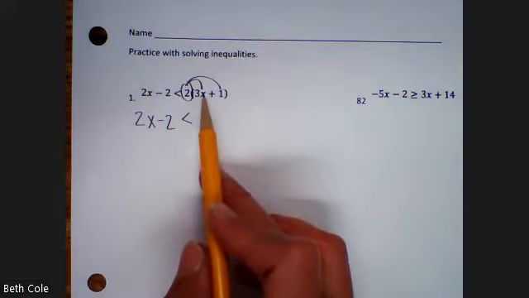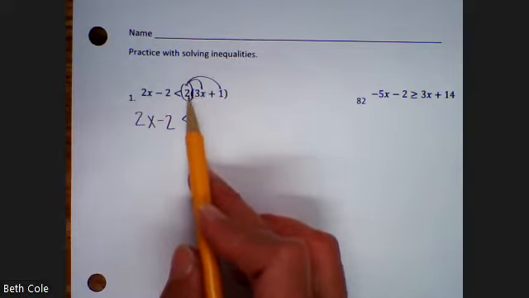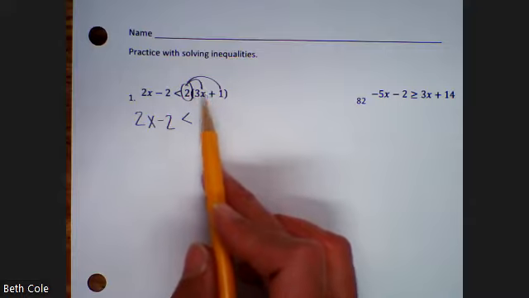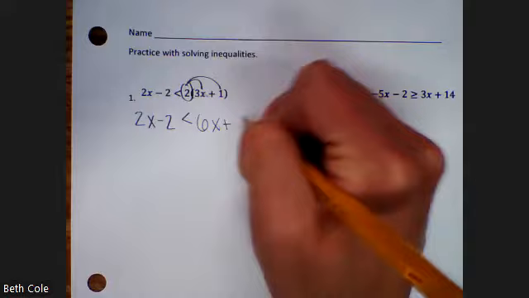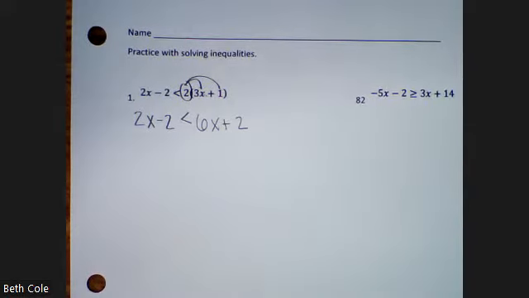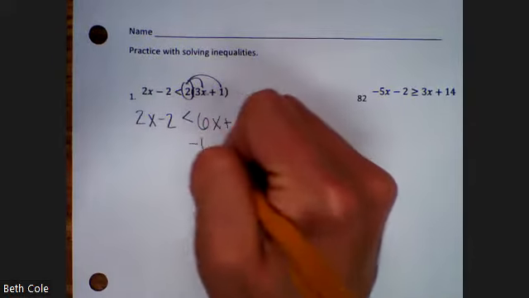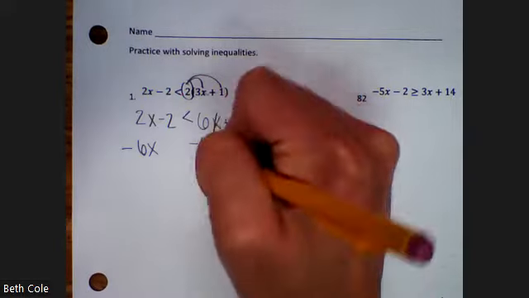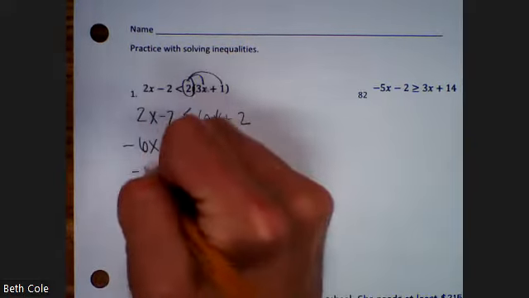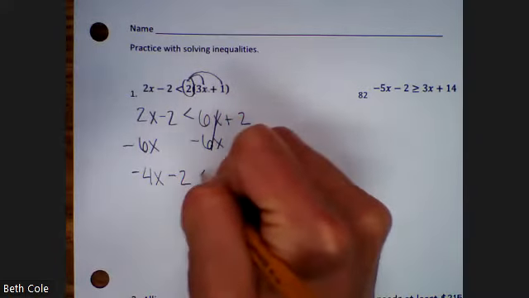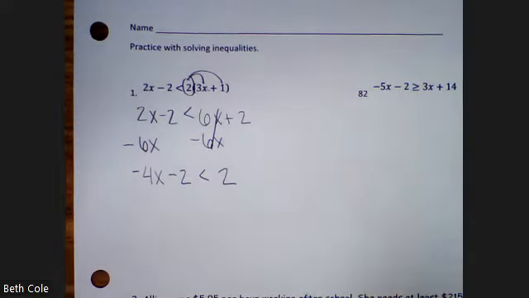I think you might be ahead of me. Oh, no. What will this be? 6x, good, plus 2. Now we need to get all the x's to one side. My suggestion is move them to the left because we read left to right. So 2x minus 6x would be, as up here, good, negative 4x minus 2 less than 2.